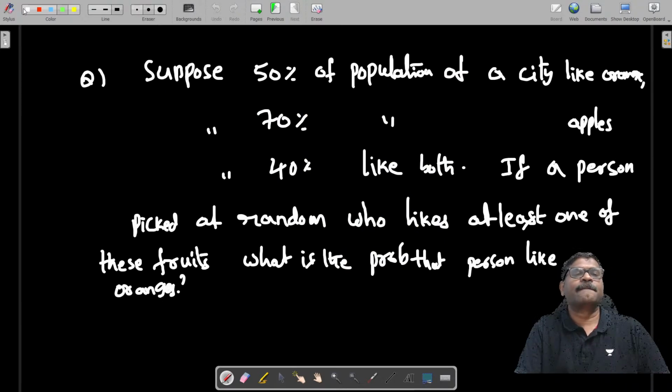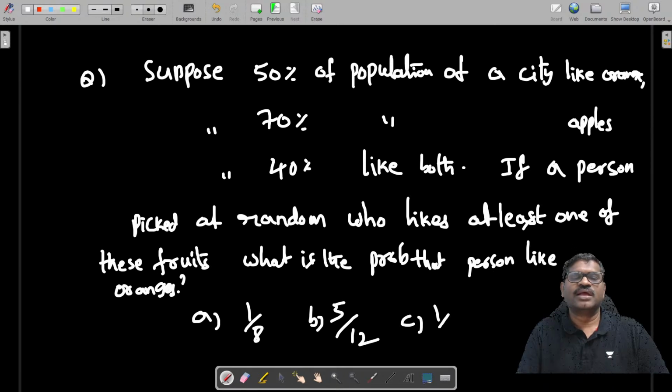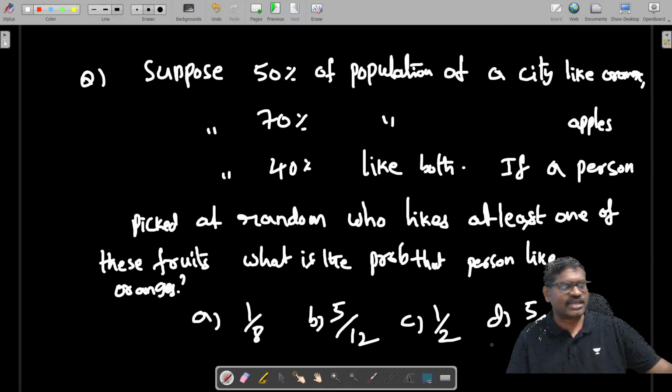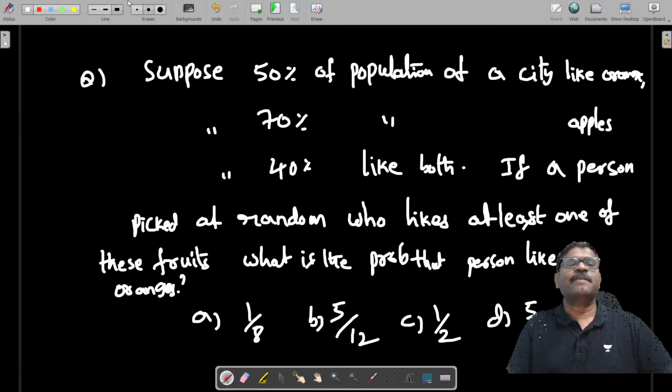Option A, 1 by 8, 5 by 12, 1 by 2, 5 by 8. Solve the problem by using a Venn diagram. That is the best method. Whenever data is given in terms of percentage, it is better to solve the problem by Venn diagram.